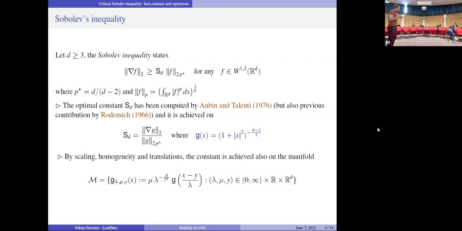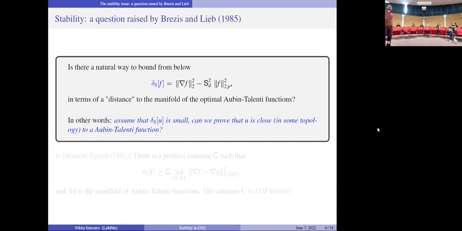What is stability of functional inequalities? Well, this is a question which was raised by Brezis and Lieb in 1985, which goes like this. Suppose that you take the difference between the two terms of the inequality, so the gradient here minus the optimal constant times the L^{2p*} norm. Can you prove that this, what we call the deficit functional, controls a distance to the manifold of the optimal functions? We can say it in another way. Suppose that for a function f, the deficit delta_S of f is small, then can you prove quantitatively that f is close to an Aubin-Talenti function?